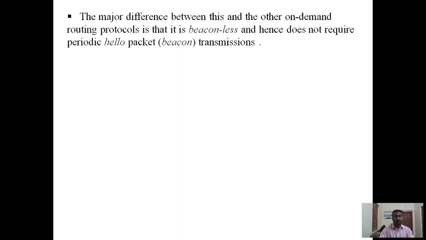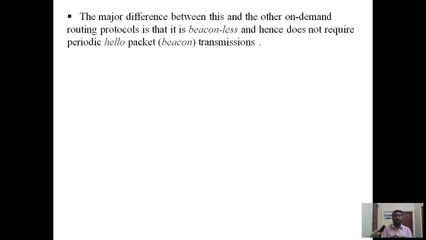Some more major points are there. The major difference between this and the other on-demand routing protocols is that it is beacon-less and hence does not require periodic hello packet transmission. Here beacon refers to a transmission concept. First it transfers hello packets periodically, and those who receive them respond back, and the source node communicates only with that responded node. Such a concept is called a beacon.